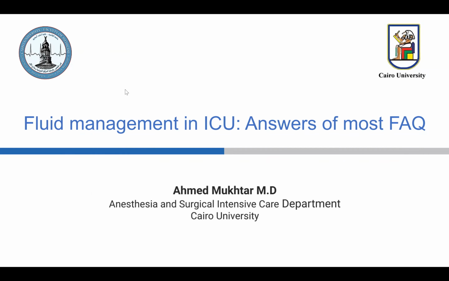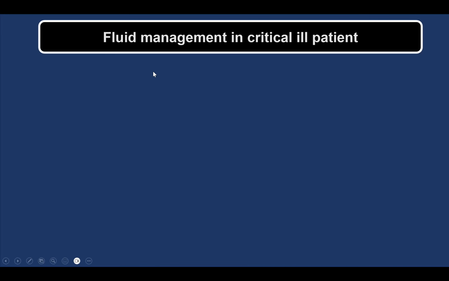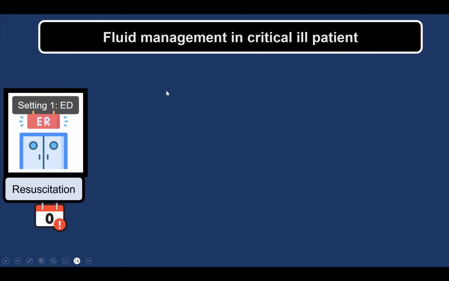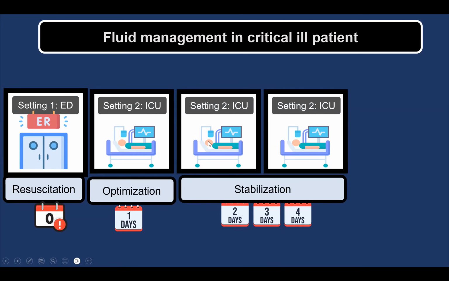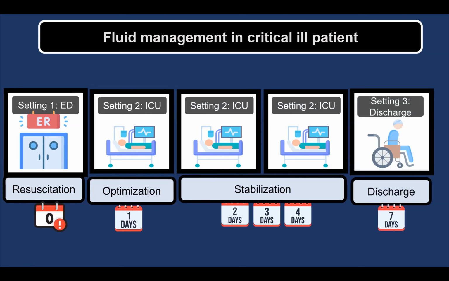We'll talk about fluid management in the ICU, answering the most frequently asked questions. Fluid management in critically ill patients passes through different phases. We start with the resuscitation phase when the patient is admitted to the ER, followed by admission to the ICU. Then we start the second phase, which is the optimization phase, followed by stabilization in the ICU till patient discharge at day 5 or 7.